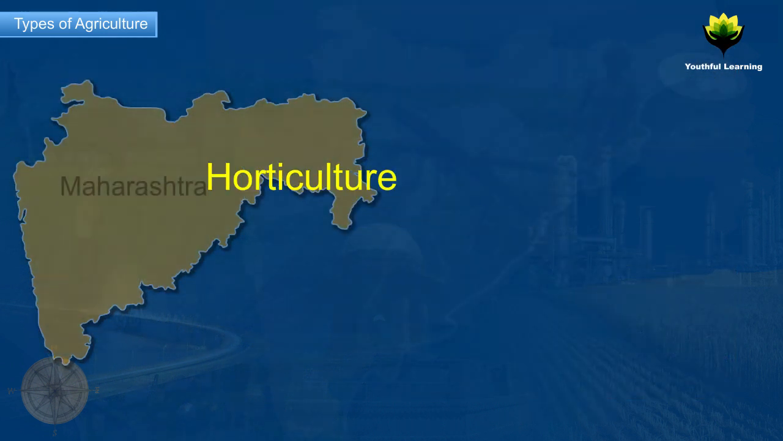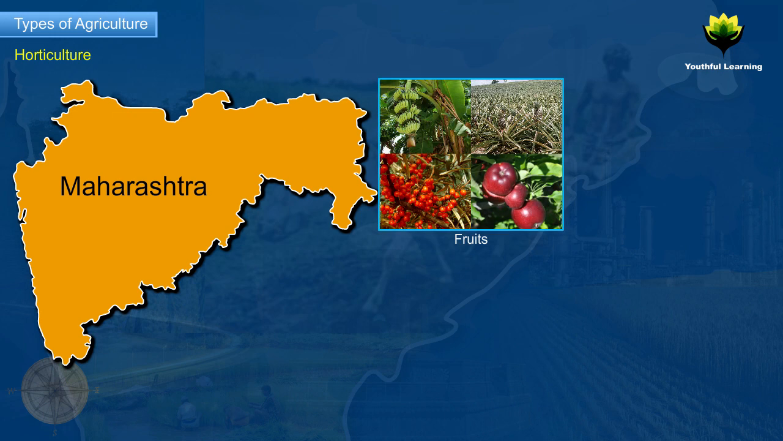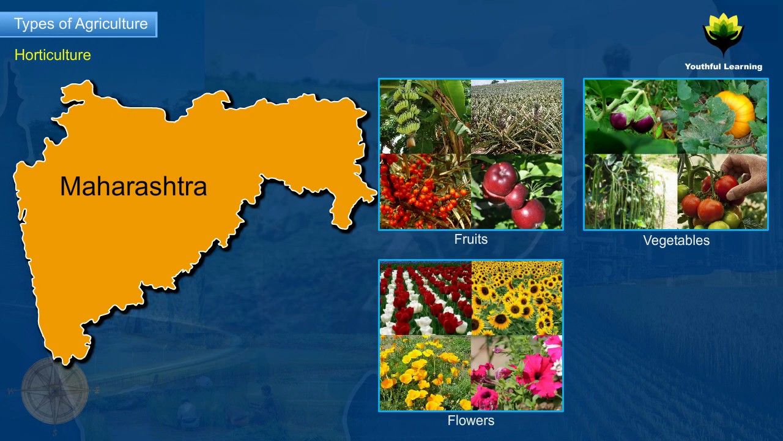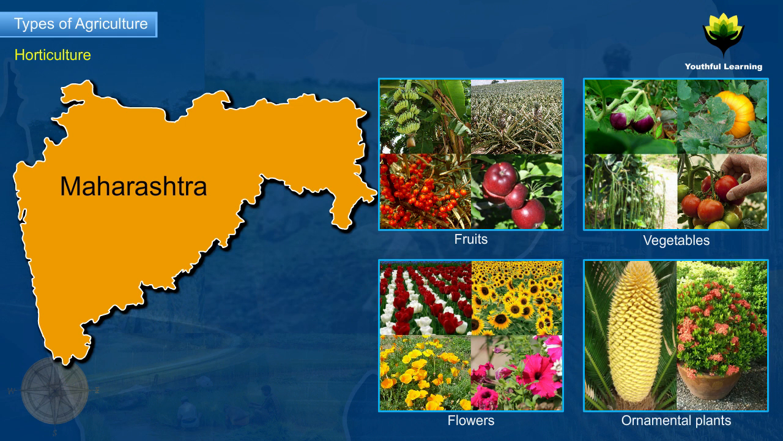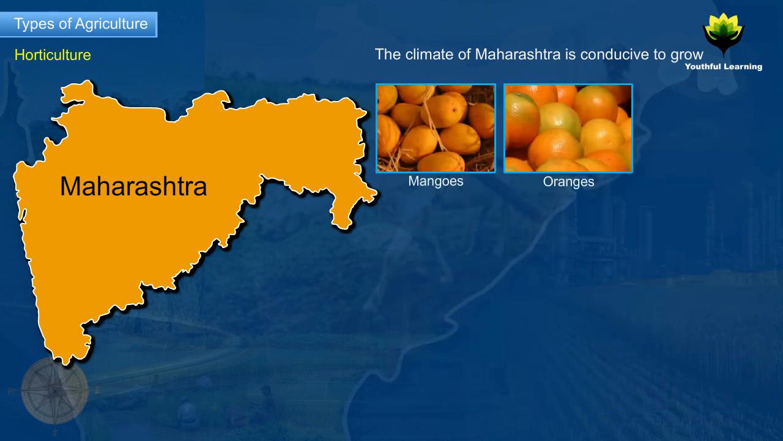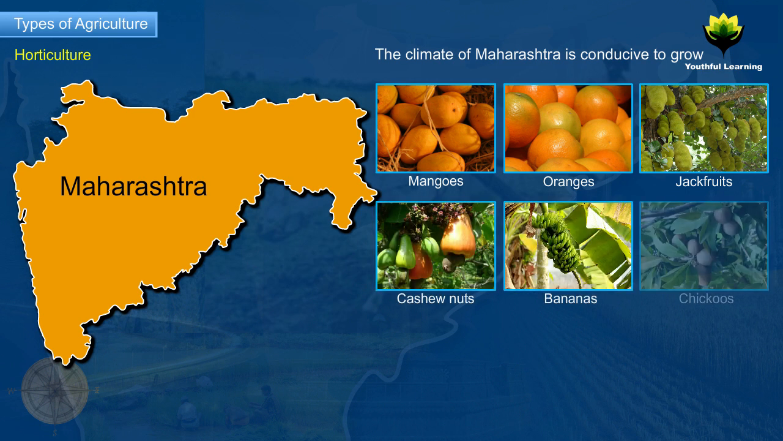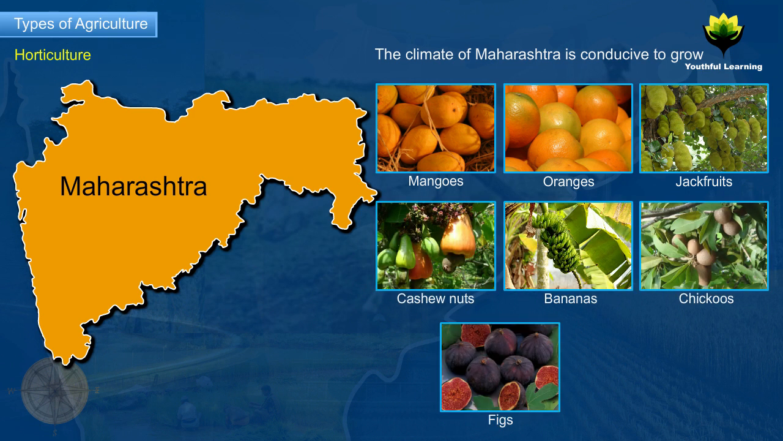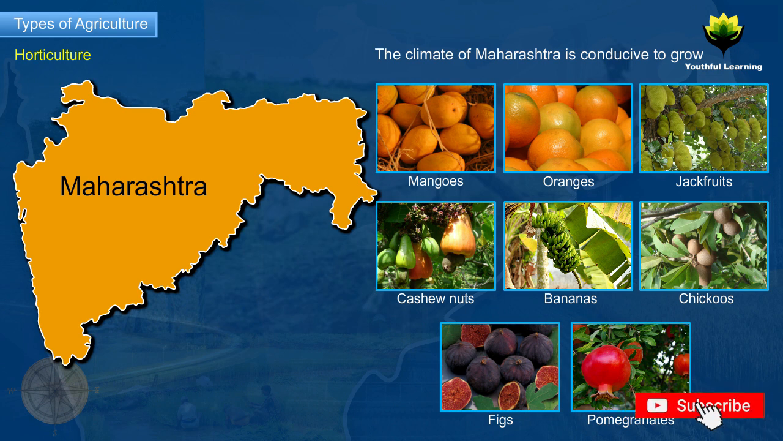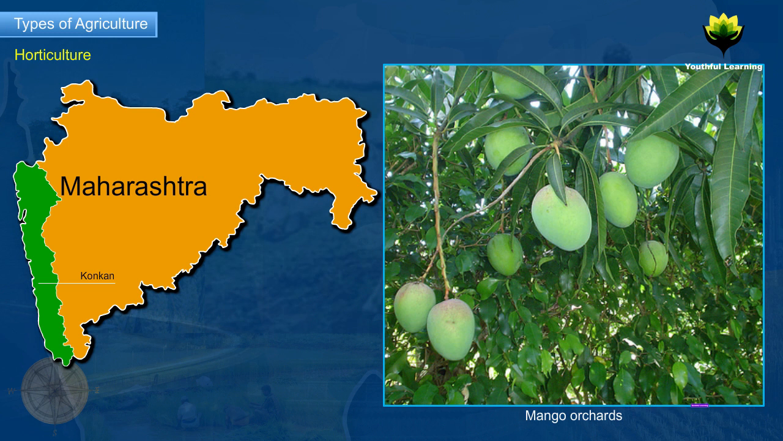Horticulture. Horticulture refers to the cultivation of fruits, vegetables, flowers, or ornamental plants. The climate of Maharashtra is conducive to grow mangoes, oranges, jackfruits, cashew nuts, bananas, chikus, figs, and pomegranates. The Konkan region has many mango orchards.